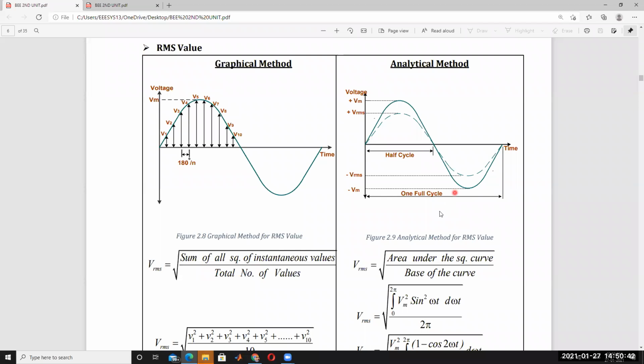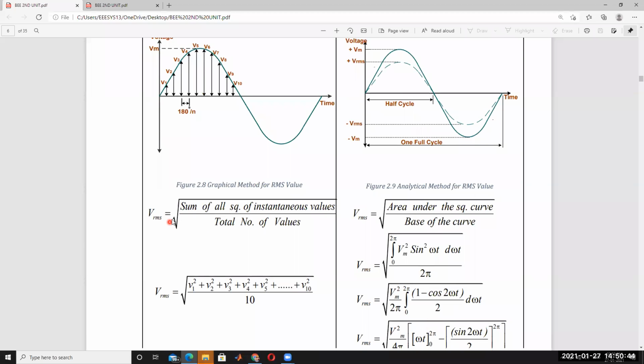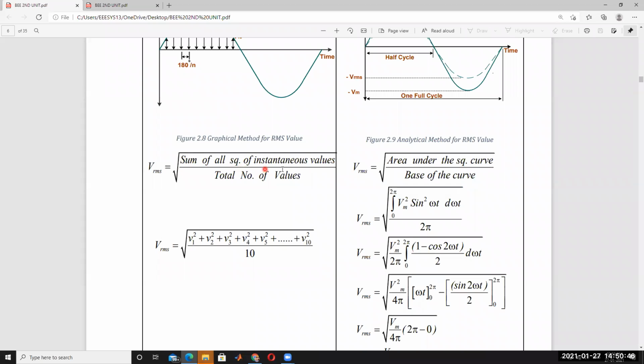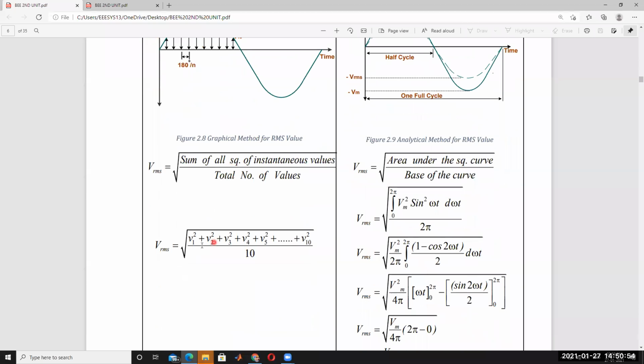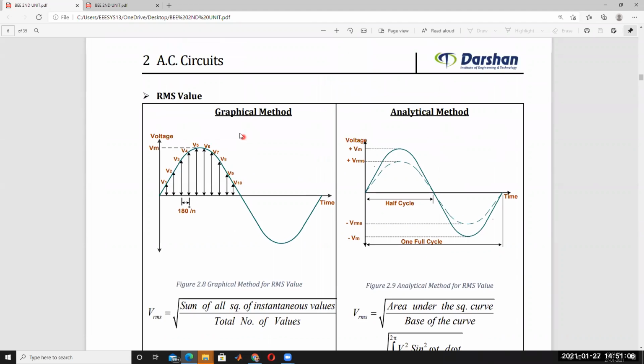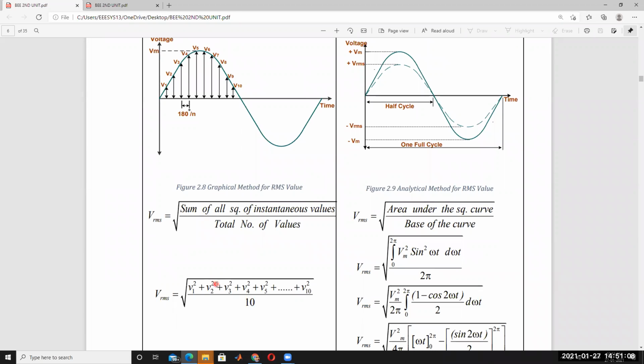The RMS value is the square root of the sum of all squares of instantaneous values divided by the total number of values. In the previous case, the average was V1 plus V2 up to V10 divided by 10, but the RMS value is different: the square root of V1 squared plus V2 squared and so on up to V10 squared, divided by 10. According to the graphical method, we calculate like this.